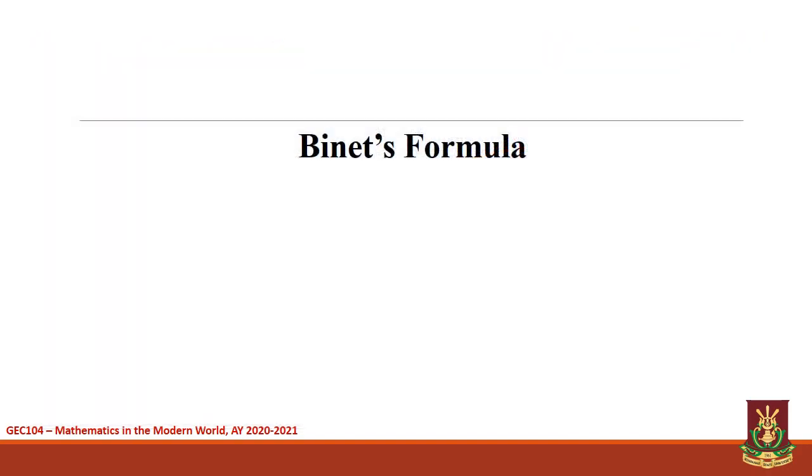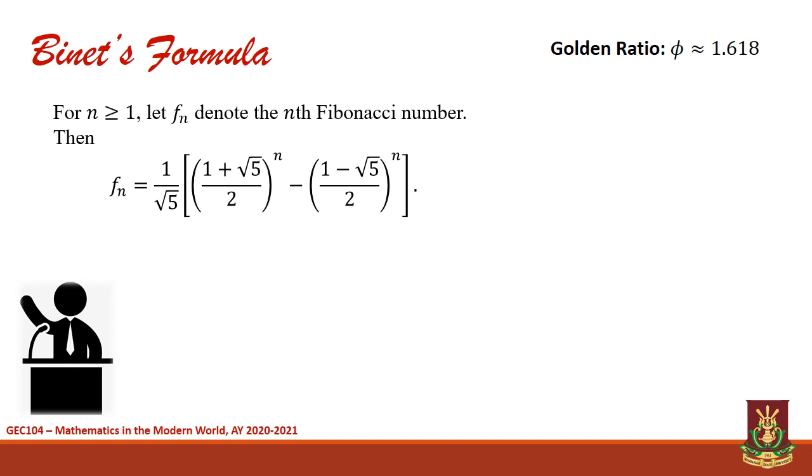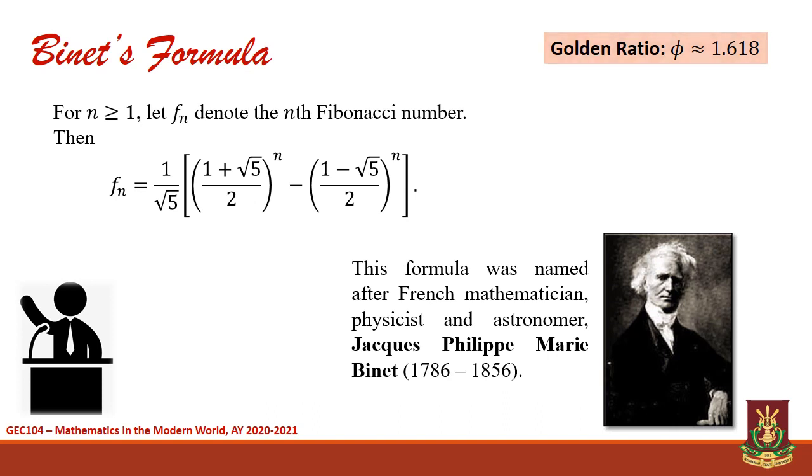In the earlier part of our discussion, we have learned that each term of the Fibonacci sequence is obtained by adding the last two terms. At this point, we will introduce another method for finding the Fibonacci numbers. For n greater than or equal to 1, we may solve for the nth Fibonacci number using the formula 1 over the square root of 5 times the quantity 1 plus the square root of 5 over 2 raised to the power of n, minus the quantity 1 minus the square root of 5 over 2 raised to the power of n. This formula is called Binet's formula, which was named after the French mathematician, physicist, and astronomer Jacques Binet.